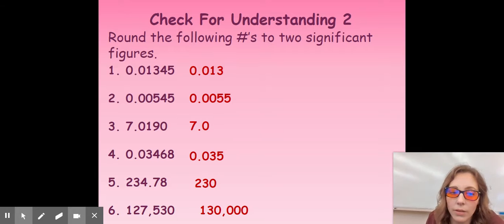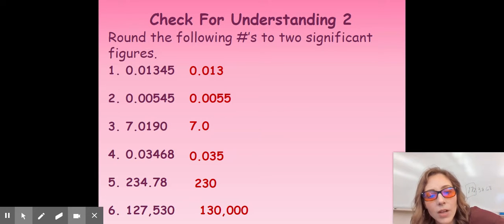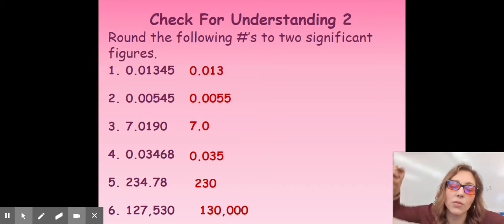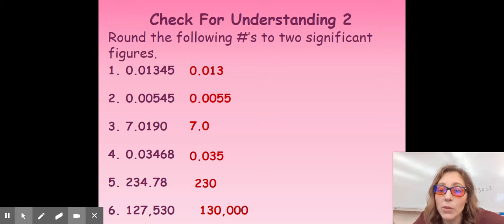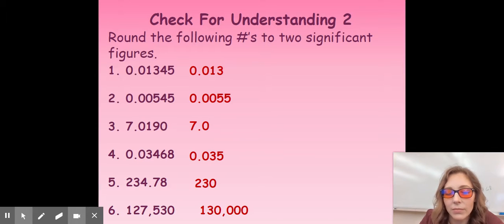Okay, the last one. We have the 1 and the 2, and now we're looking at the 7. The 7 is going to round the 2 up by 1. And then if we keep those zeros and don't put a decimal, we are still only reporting 2 significant figures. But we get to keep all of the money.